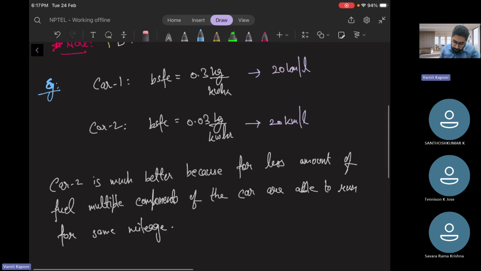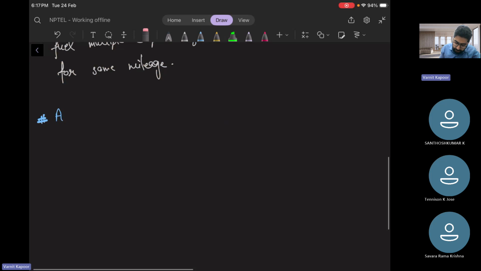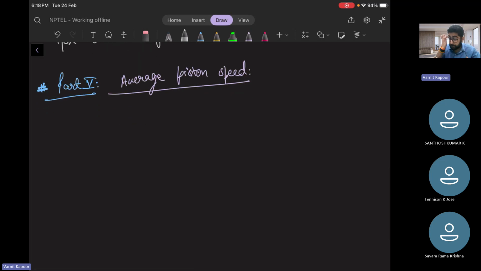Average. So that was part 4. In the last lecture we did till part 3. This is part 5, average piston speed. So what will be the average piston speed? That is, with what speed the piston is able to displace in a particular amount of time.